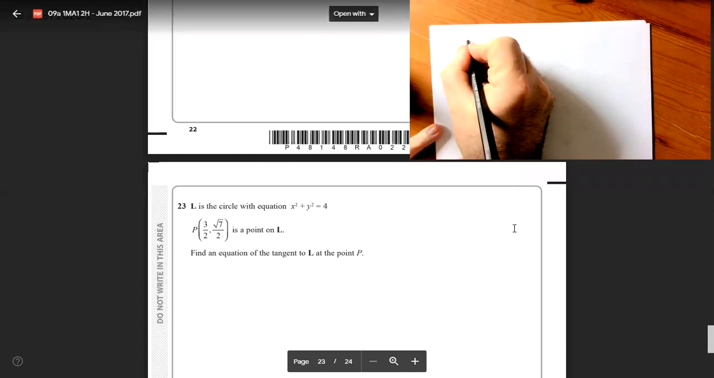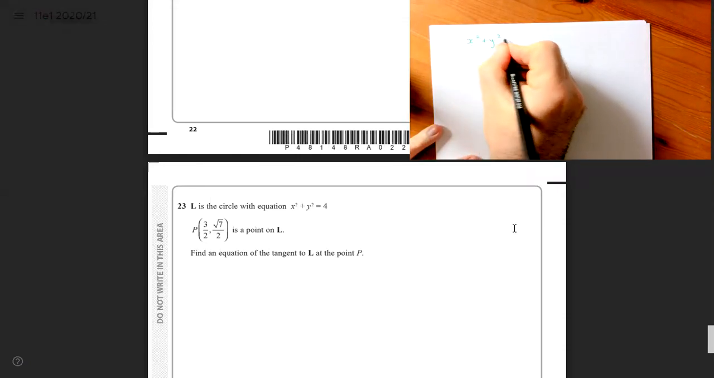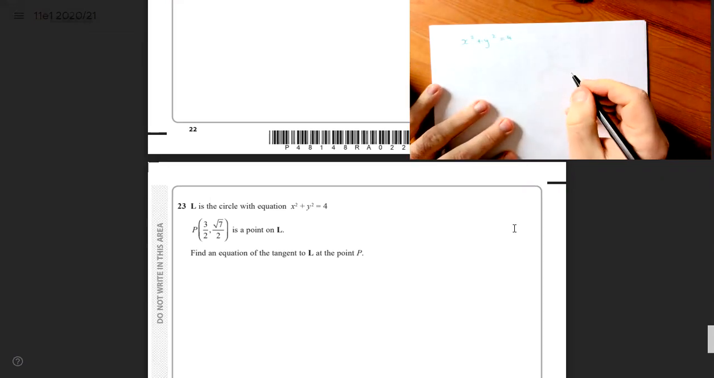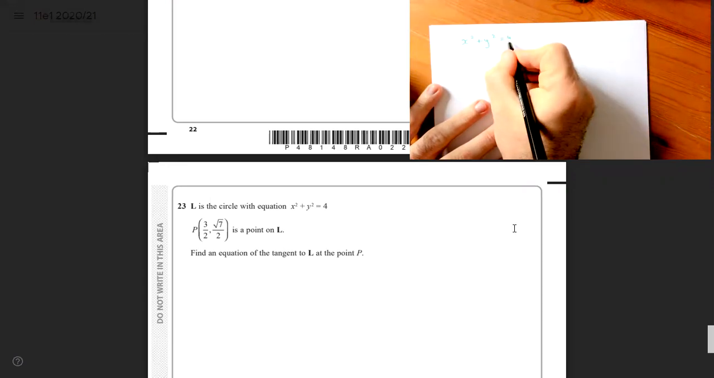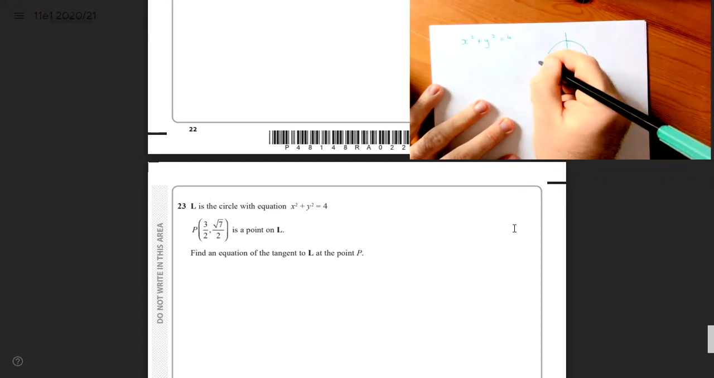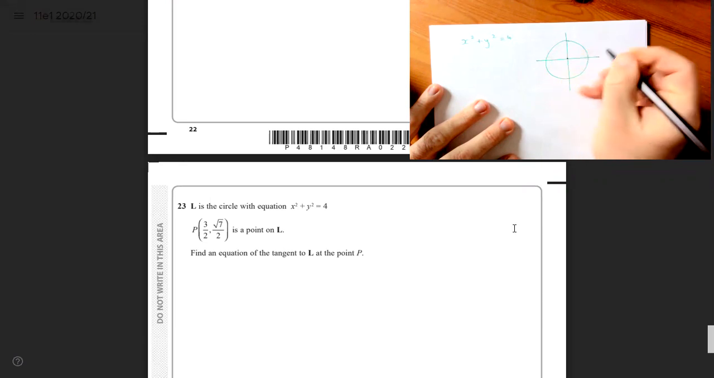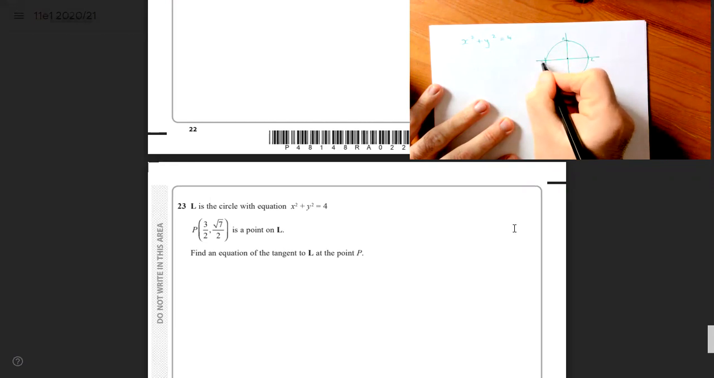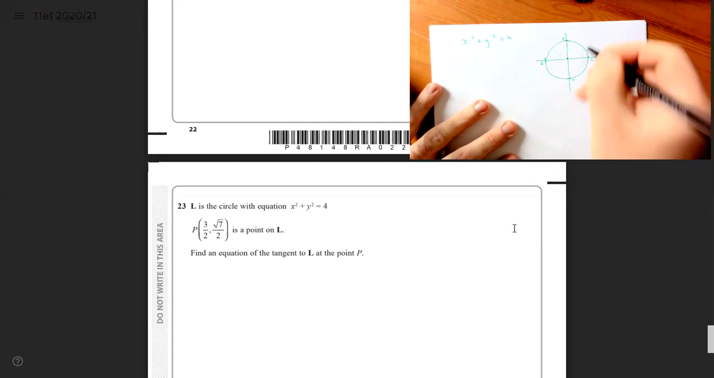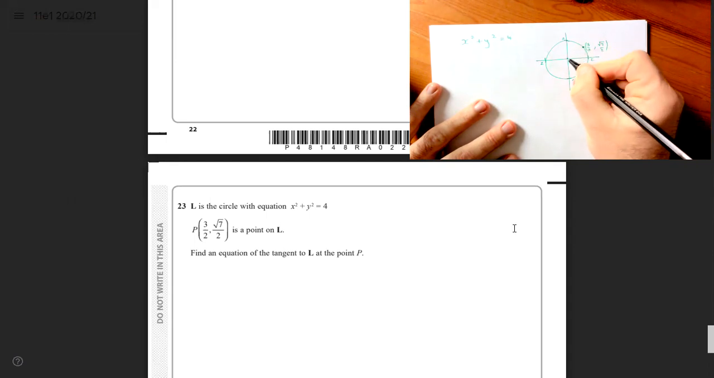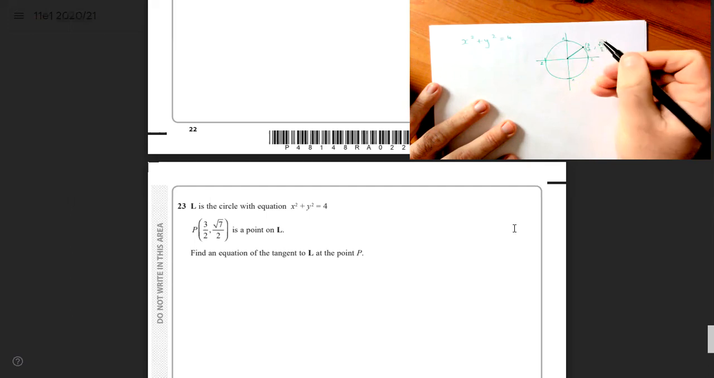Okay, so I've got the circle with the equation x squared plus y squared equals 4. And I know that the point L is on the circle. So it's got a radius of 2. So 0, 0 is the center. That's 2, that's 2, that's 2, that's 2. And we know that the point 3 over 2, root 7 over 2 is on the circle. So we know the center is 0, 0. So there's your radius touching that point.